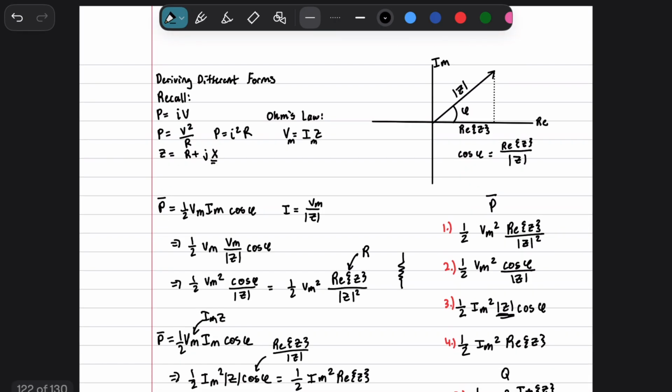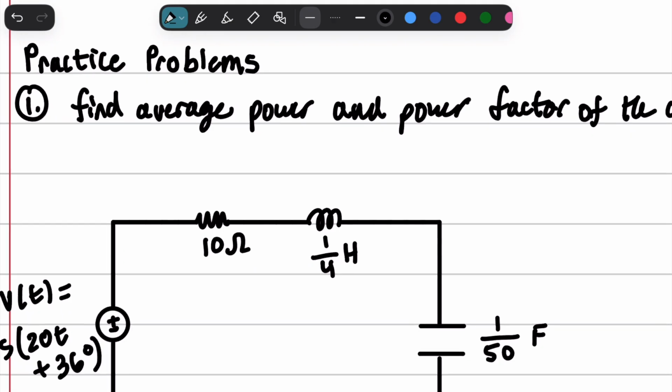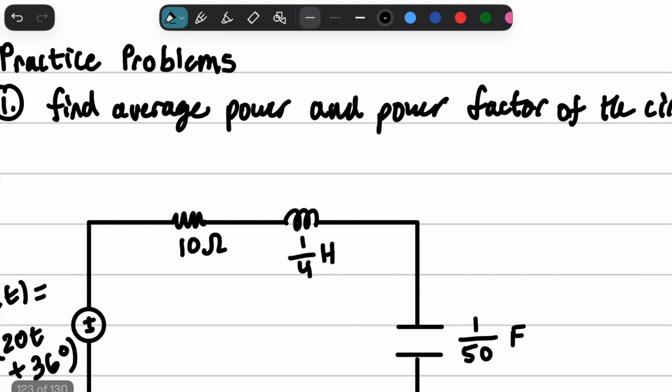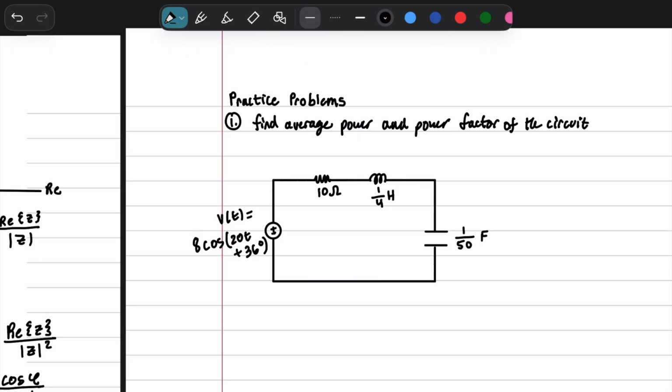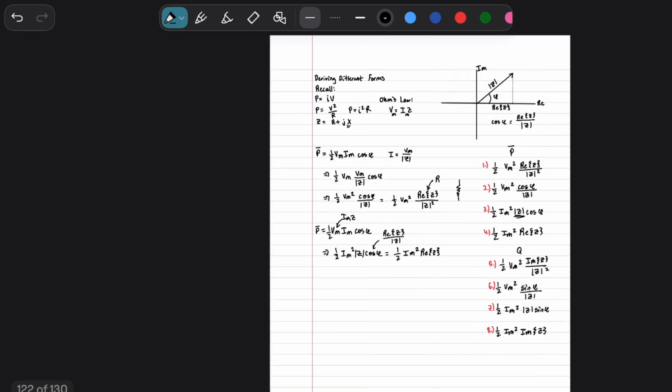Okay, let's go ahead and do some practice problems. So this is the first problem, and it's pretty specific. It says find average power and power factor of the circuit. So basically, we're asking how much power does our network draw out? And right now, it doesn't really look like a network like this right here, but we can make it like that.